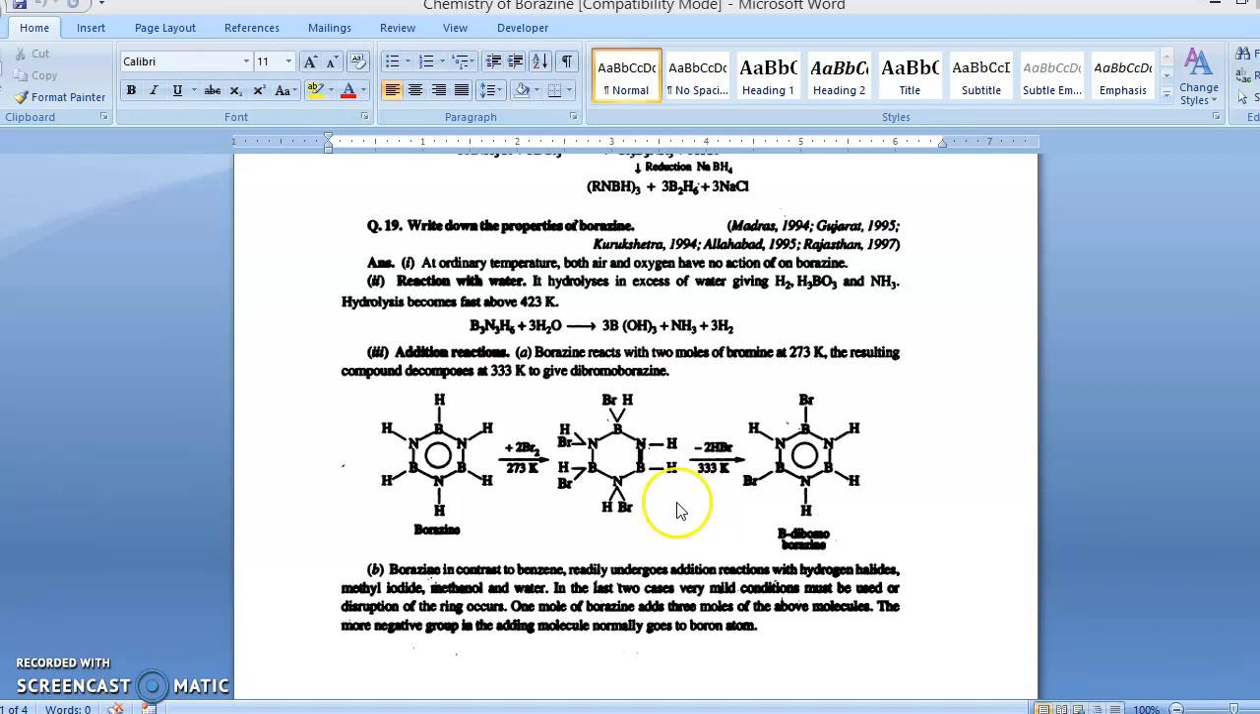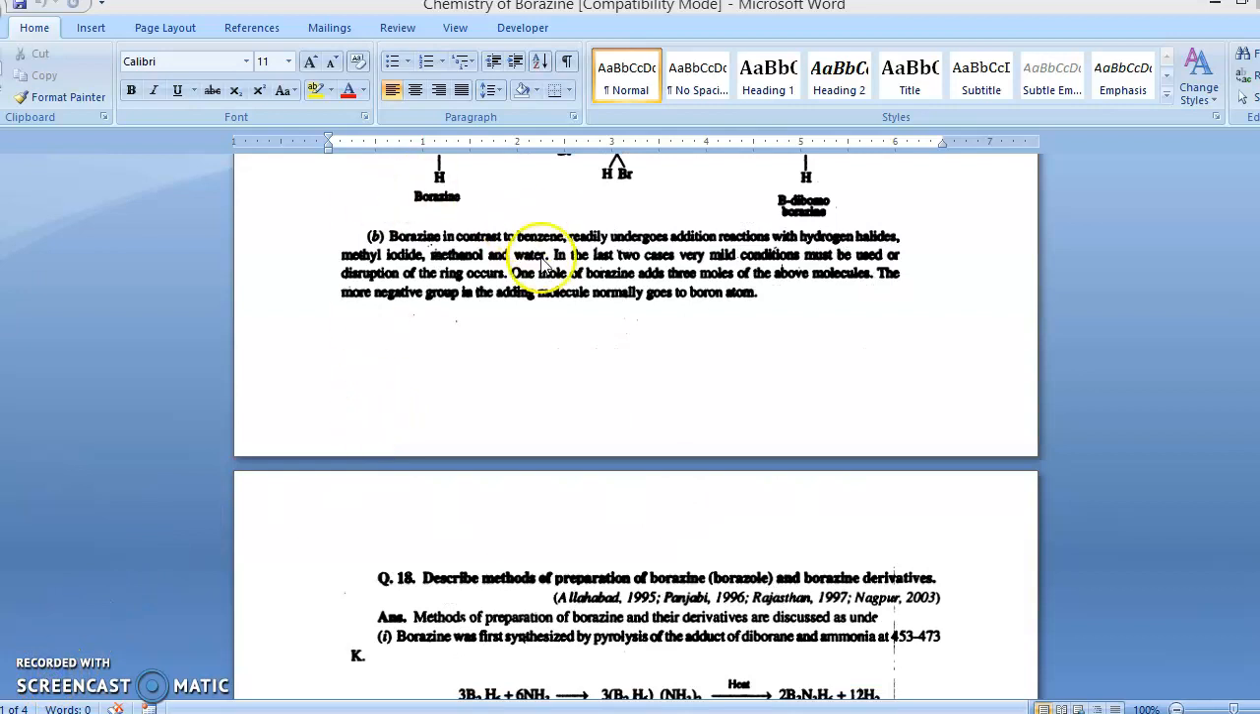So there is a huge similarity between Borazine and benzene. Borazine, in contrast to benzene, readily undergoes addition reaction with hydrogen halides like hydrogen chloride, hydrogen bromide, methyl iodide, methanol and water. In the last 2 cases, very mild conditions must be used, otherwise disruption of the ring occurs. 1 mole of Borazine adds 3 moles of the above molecules. The more negative group in the addition normally goes to the boron atom.